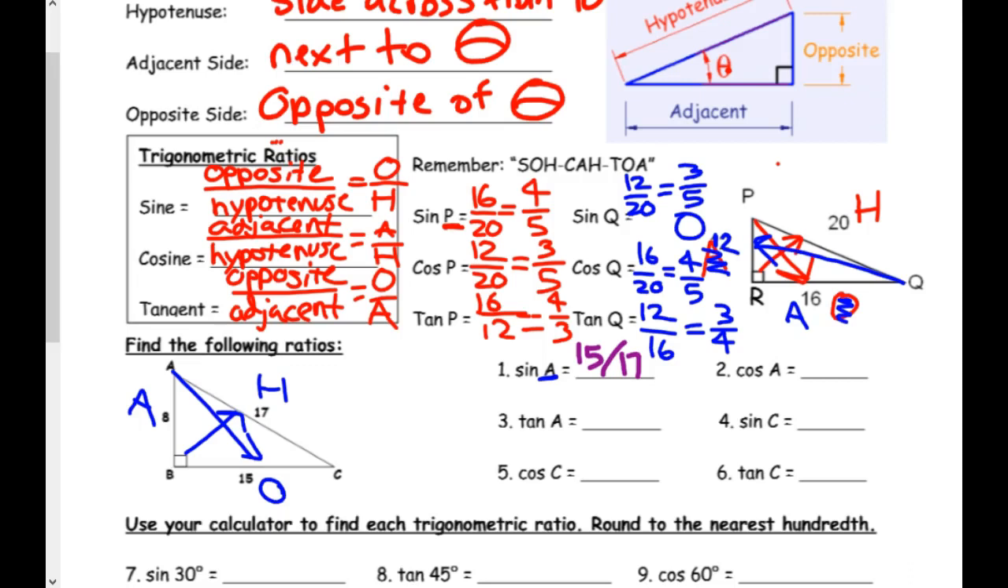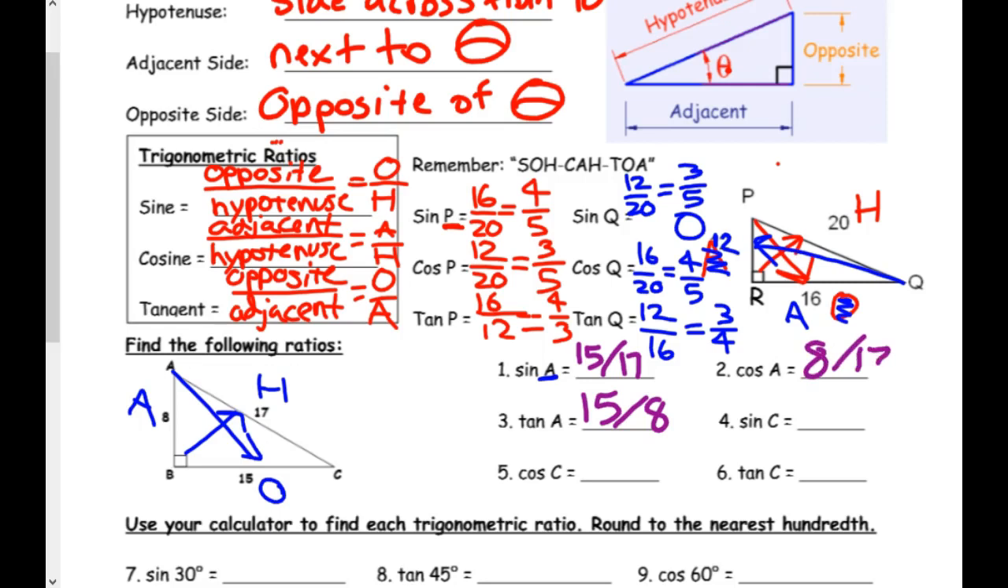Okay, that's what it should be. So remember, every time we do tangent, or were you answering this one? Sorry. I skipped down to 3, my bad. But tangent would be O over A, so 15 over 8. So my bad for going out of order. So let's backtrack, okay? So cosine. What do we think? Cosine is what over what? CAH. So that's A over H. So it's going to be what over what? 8 over 17. Okay?